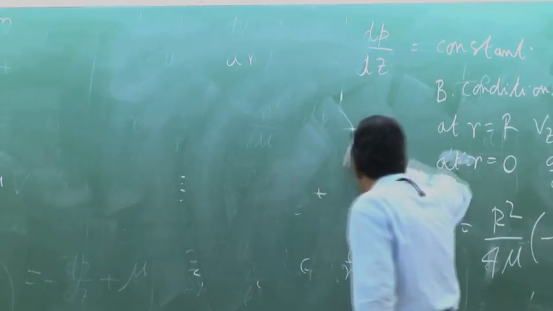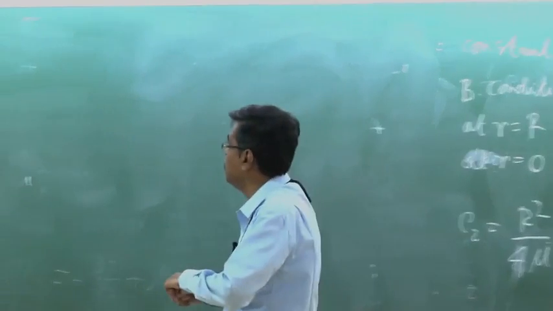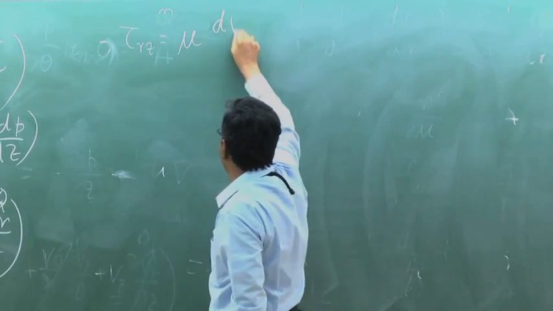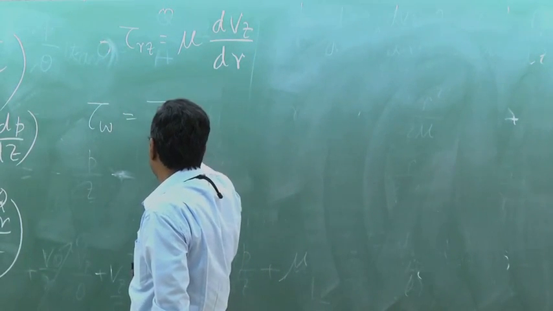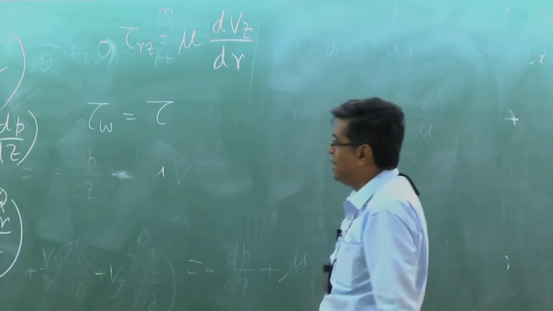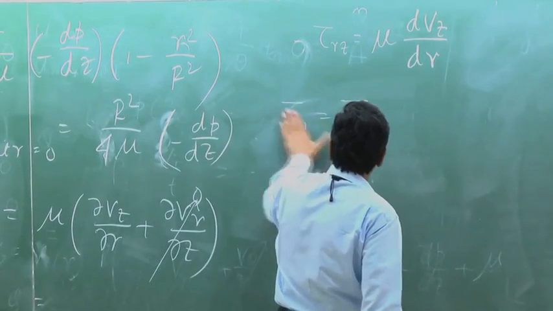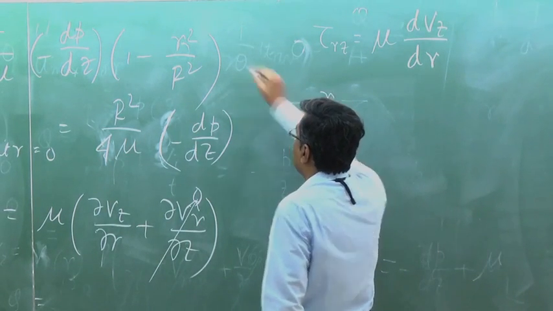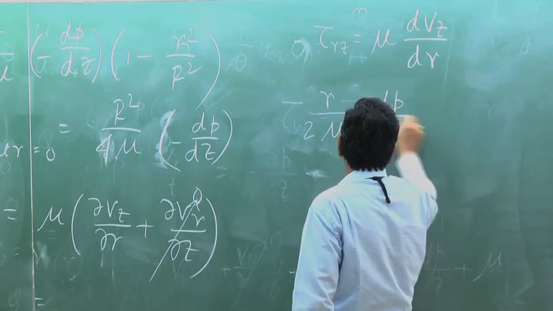Therefore tau rz in this case is mu dVz/dr. Now the rest part is very simple and routine. So tau w is nothing but tau rz. Now let us find out tau rz, mu dVz/dr. What is dVz/dr? So if you find out dVz/dr, now let us find out this also. Tau, it is r, twice, r square is cancelling, r by 2 mu into dp/dz.